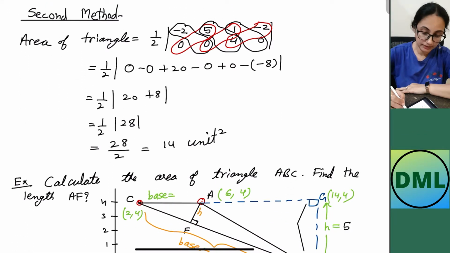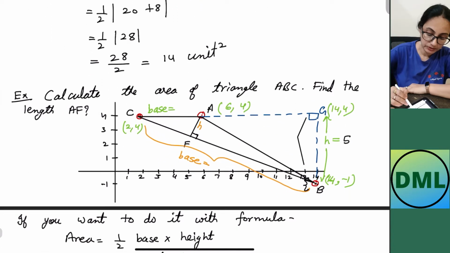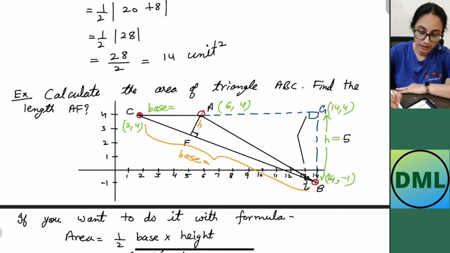Let's take one more example. Calculate the area of the triangle ABC. Find the length AF. They have given the diagram for you. As you can see on the coordinate axis, the coordinate A is (6, 4), B is (14, -1) and C is (2, 4). Now I need to calculate the height AF. For this AF, CB is the base.